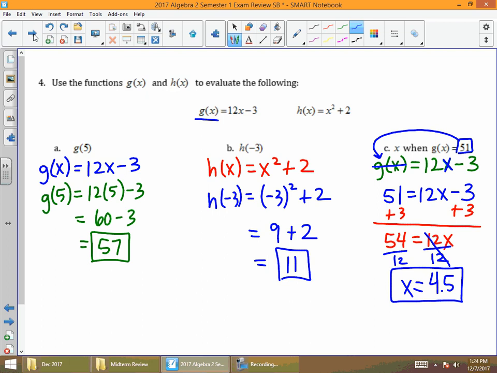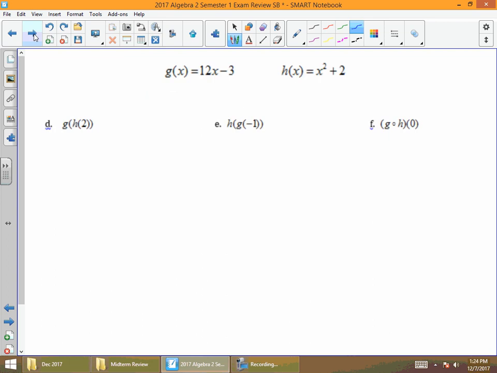So for part D, we're still using the same two functions, but these are composition. So for composition, you start on the inside. So we're going to find h of 2 first. So if I look at my h function, it's supposed to be x squared, but in place of x, we're going to put 2 squared plus 2. So we have 4 plus 2. So h of 2 is really just 6.